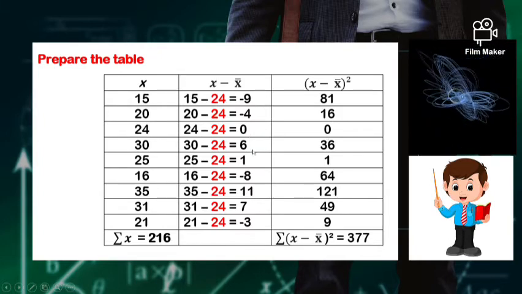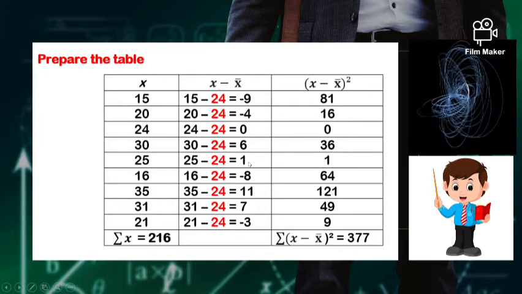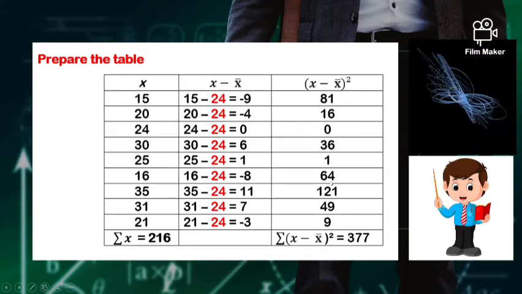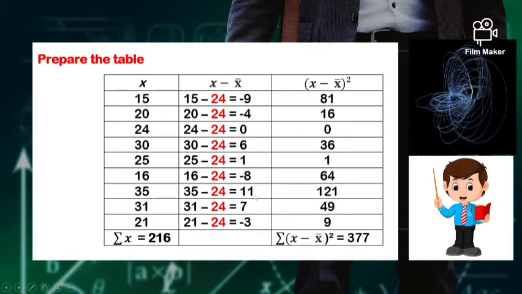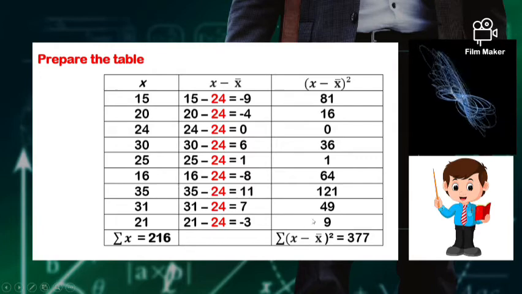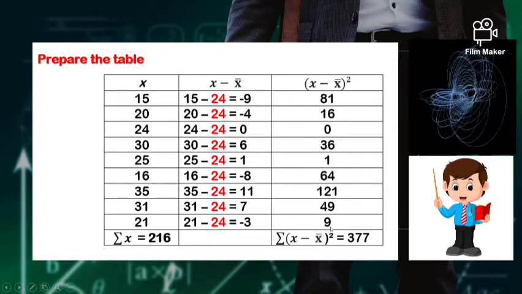You square 6, that's 36. You square 1, that's still 1. You square negative 8, that becomes positive 64. And you square 11, that's 121. 7 will become 49, and negative 3 becomes positive 9.